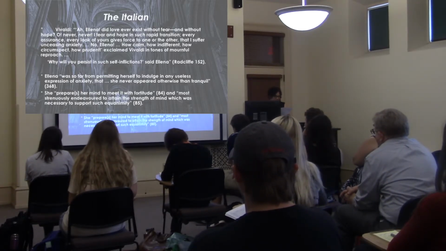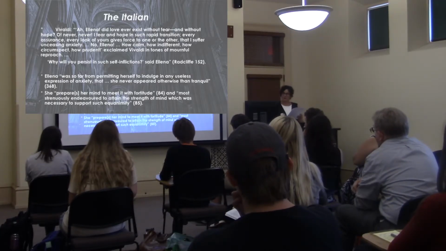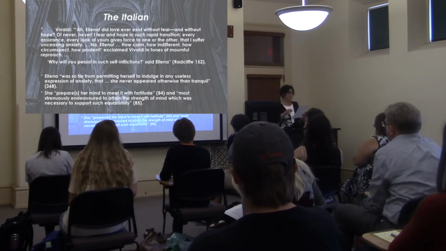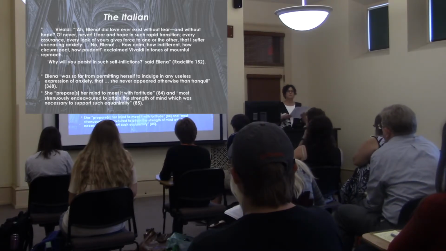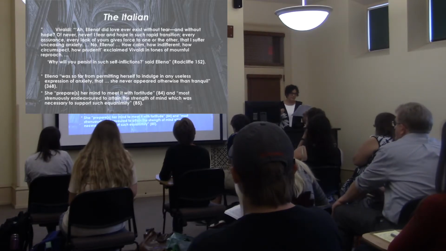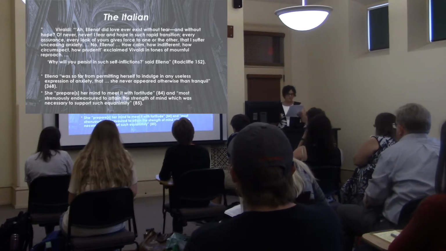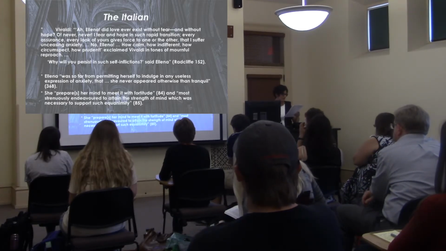So Elena is consistently described as calm, resolute, as commanding self-control. Quote, "She was never so far from committing herself to indulge in any useless expression of anxiety that she never appeared otherwise than tranquil." And when she faces danger, she, quote, "prepares her mind to meet it with fortitude and most strenuously endeavors to attain the strength of mind which was necessary to support such equanimity."